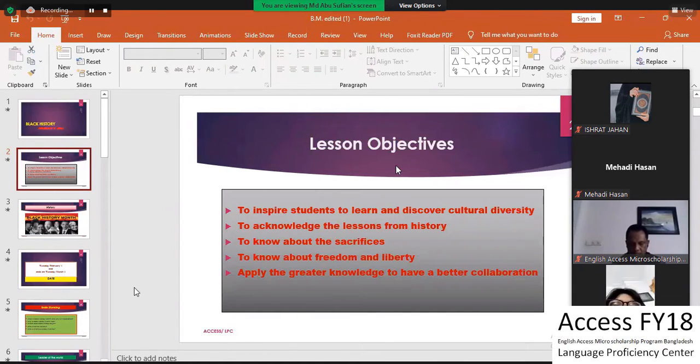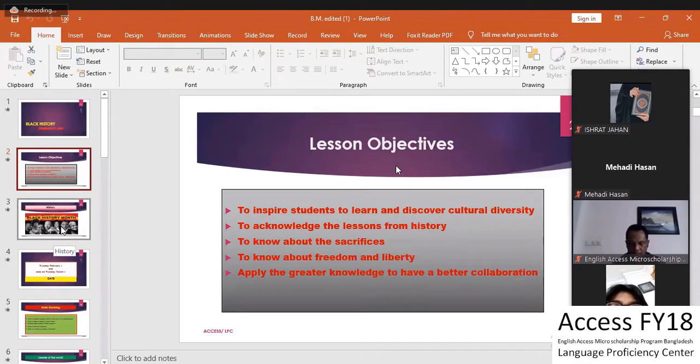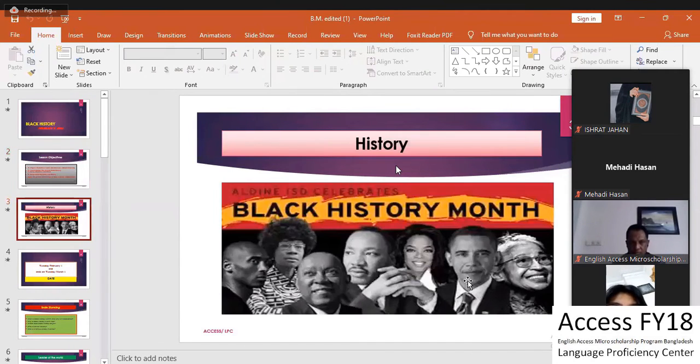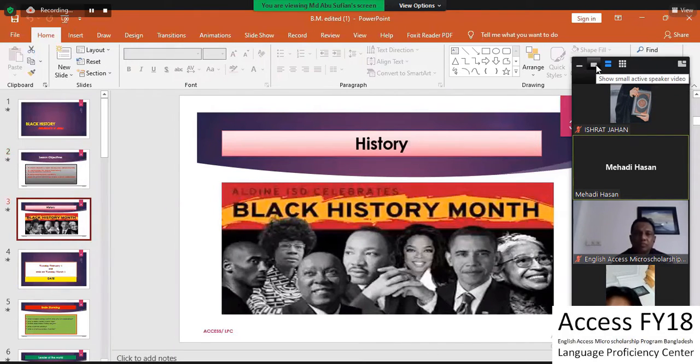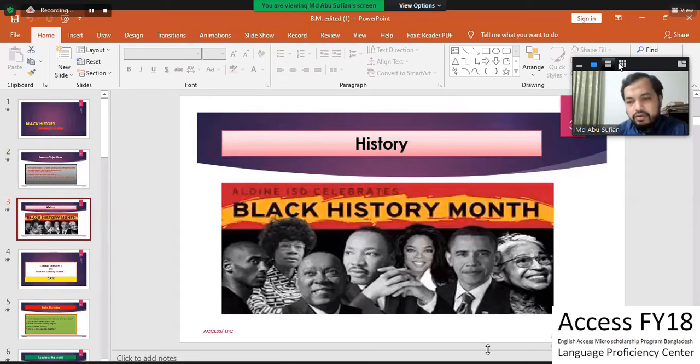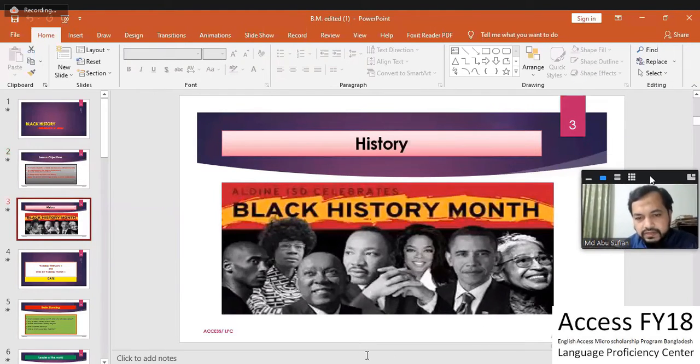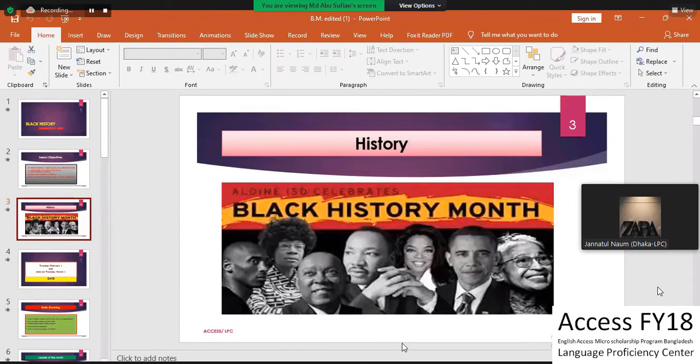Before getting into that, I would love to show one picture. If any student knows any one of them, one or two students can respond. Do you know any one of them? They're all Black people. Okay. One of them is Barack Obama. Another, very famous, is Martin Luther King Jr. Thank you very much.